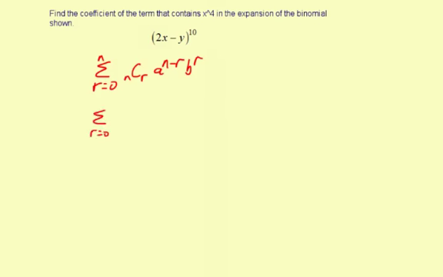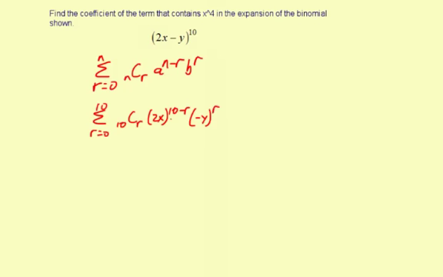So r equals 0 to 10, nCr. That's going to be 10 combination r. And then the a is the 2x, so it's going to be times 2x to the 10 minus r, filling in the n there. And then the b is the negative y, so times negative y to the r.